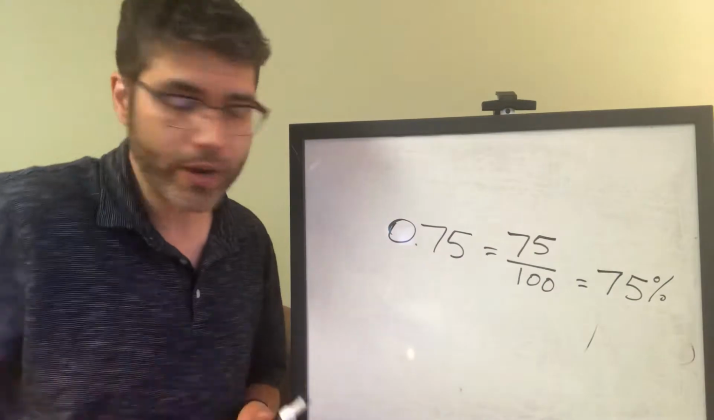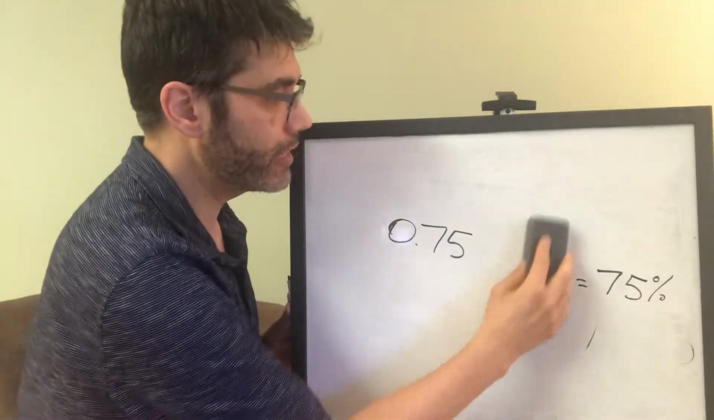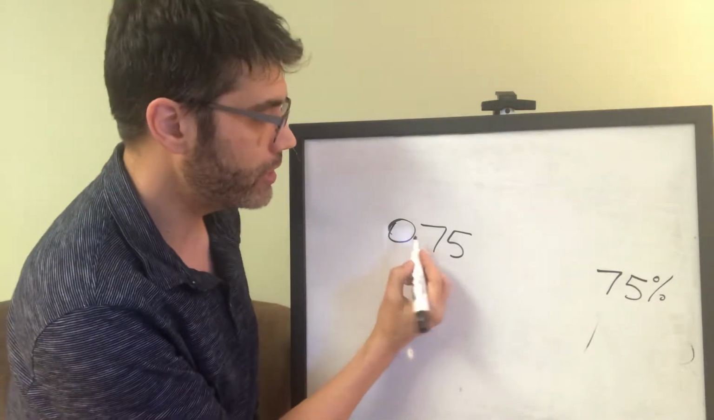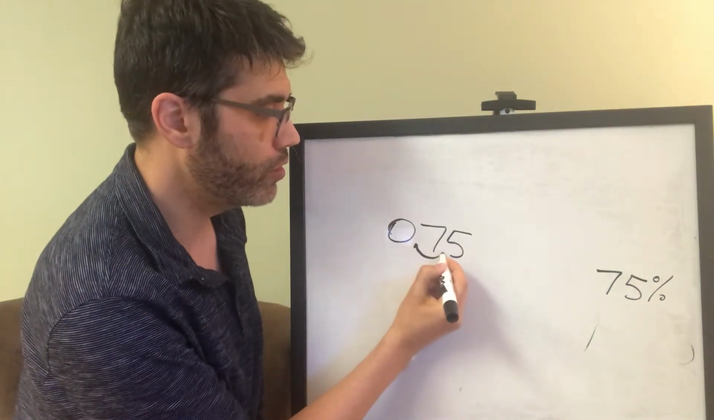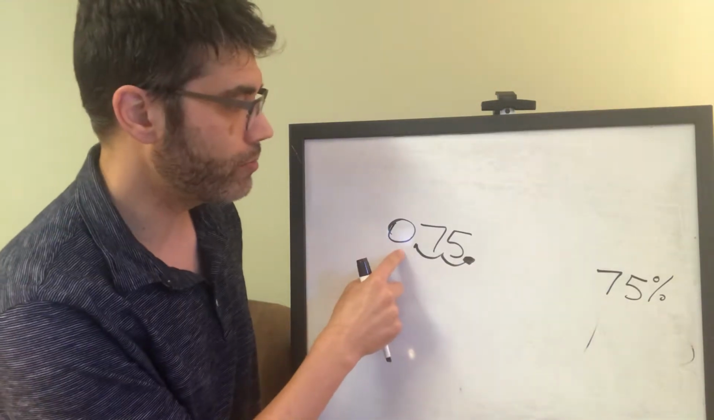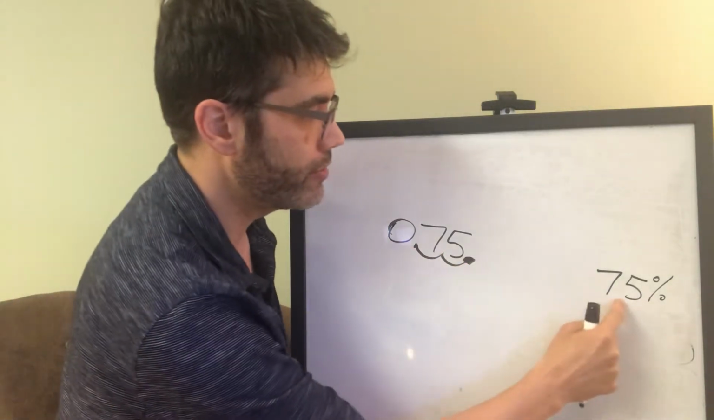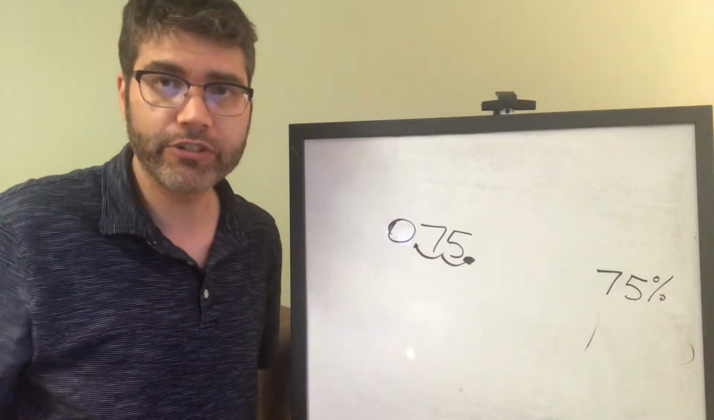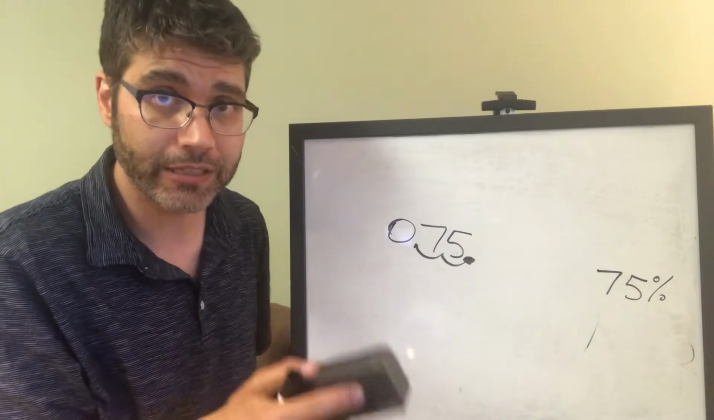But here's a quick way that you can do it. Whenever you're converting a decimal into a percent, what you can do is take this decimal point and move it 2 places to the right. So if you take the decimal, move it 2 places to the right, what you get is 75 here. So that is how you convert all decimals into percentages.